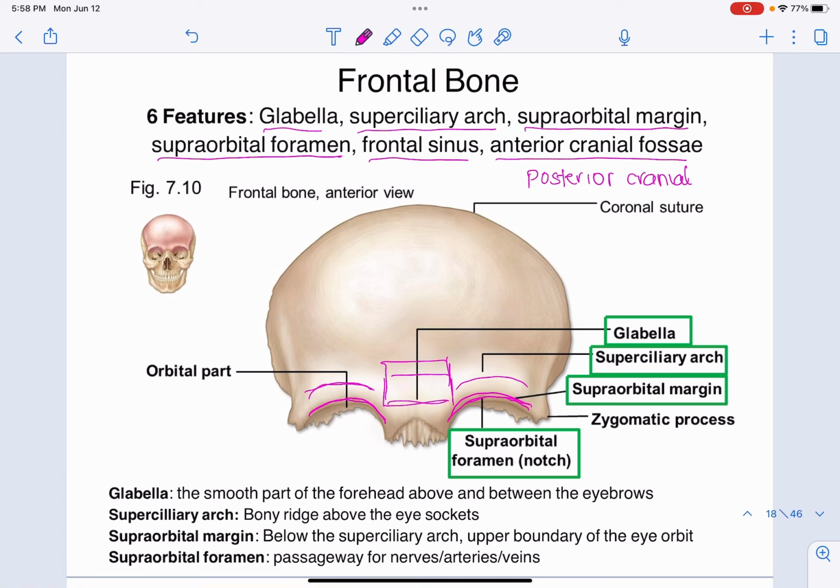And there is a foramen. Let me kind of take away this. There is a foramen, although sometimes it appears as a notch right here and on the other side too. Right here. That is called the supraorbital foramen, and in parentheses notch, because sometimes it goes all the way through and sometimes it doesn't. It's a passageway for nerves, arteries, and veins.